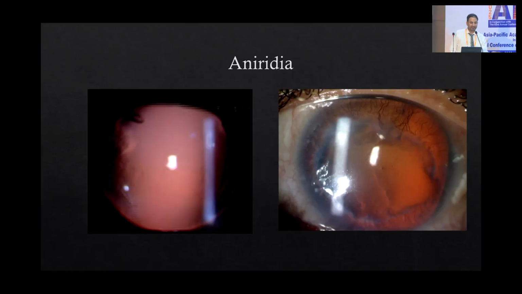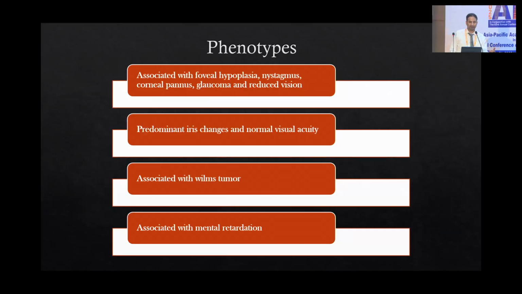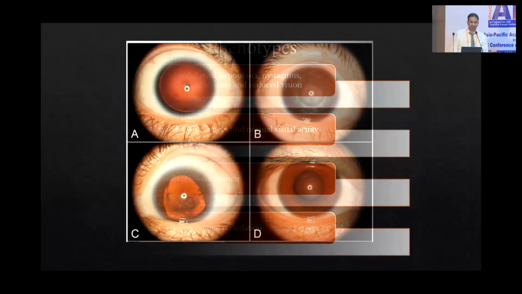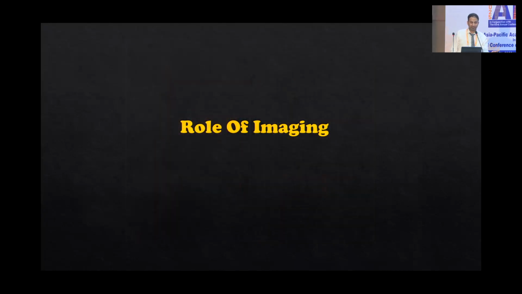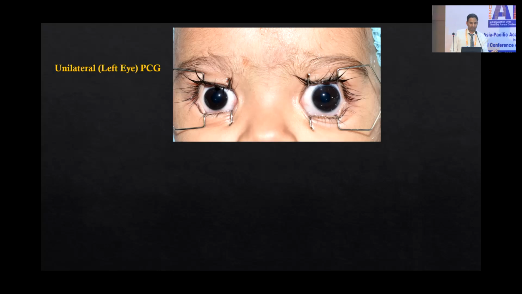Then another is aniridia. In aniridia, there is complete loss of, or any loss of, iris, which is suggestive of aniridia. We need to look for other phenotypes, any iris changes. We need to screen them for Wilms tumor. We need to look for any foveal hypoplasia, nystagmus, or any other things. But it is not always complete loss of iris. There is grading of ABCD, like even a small amount of iris atrophy or a stump of iris. There are other phenotypes of aniridia as well. So there is a very important role of imaging in this case.